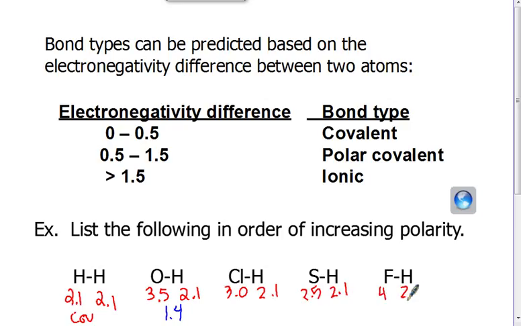So I'm just doing subtraction here. 3.0 and 2.1 is 0.9. 2.5 and 2.1 is 0.4. And, ooh, that's a 1.9. Dang, that thing's so different. It's practically ionic, isn't it? The difference between fluorine and hydrogen almost makes it look like it's going to be ionic. And it is somewhat ionic.